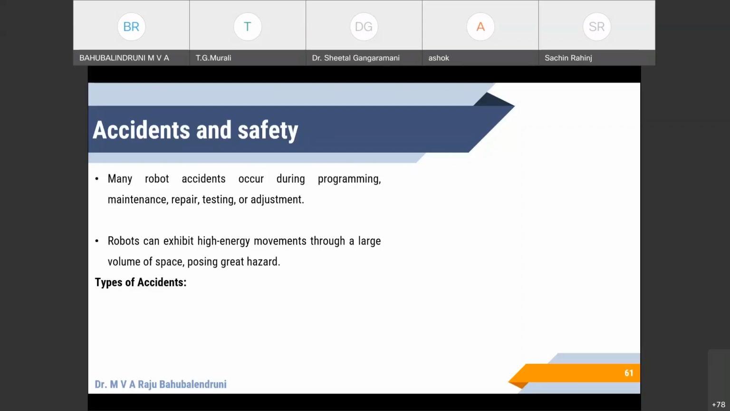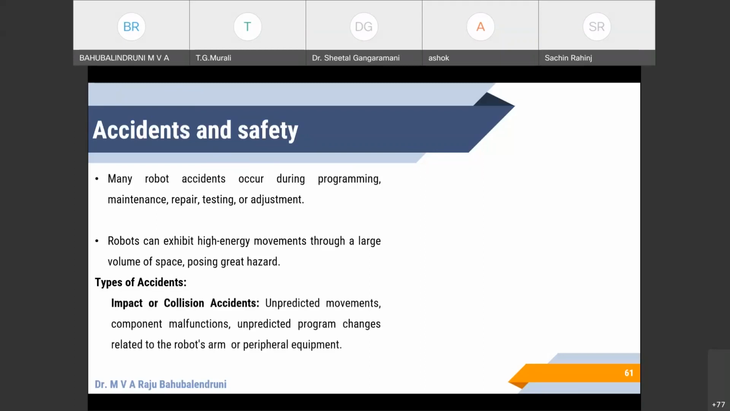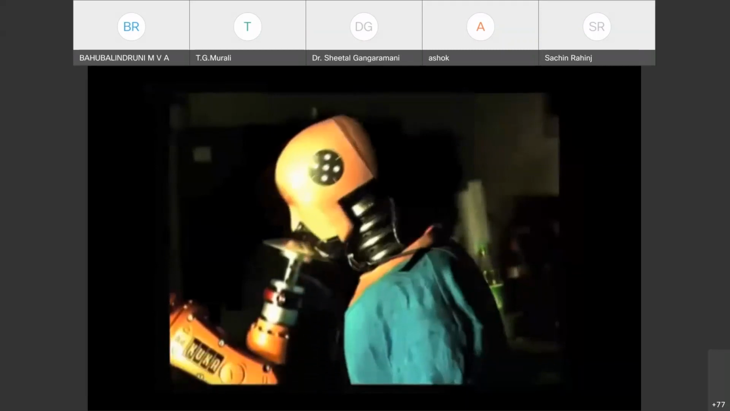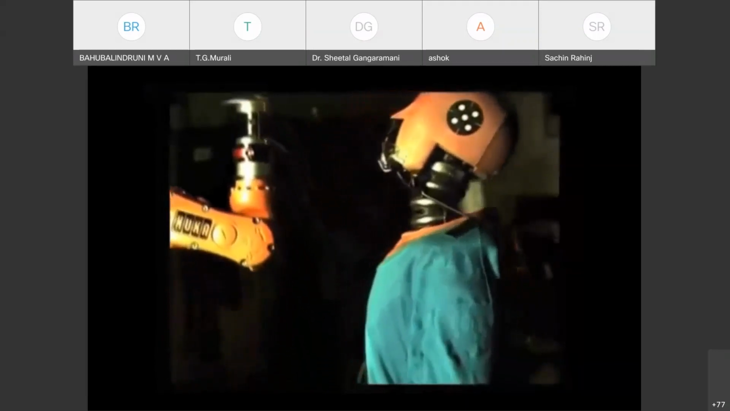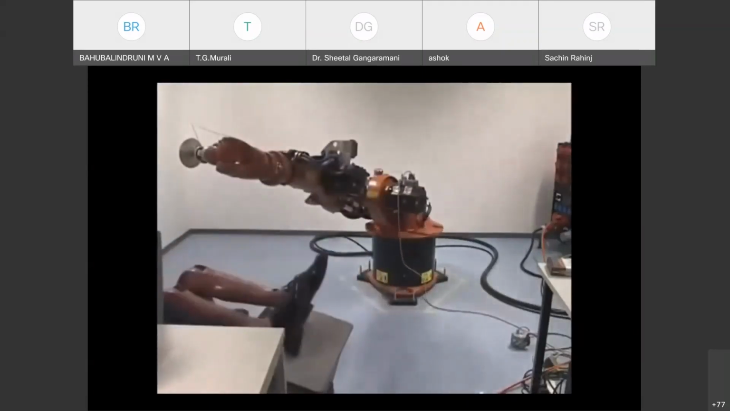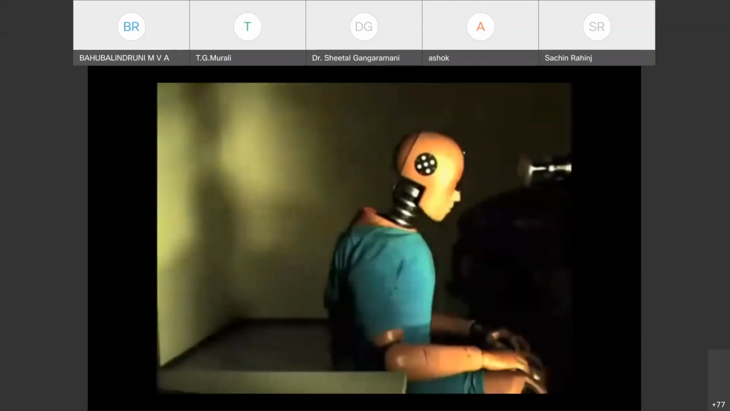Now in Industry 3.0, the robots are working within the fencing, and in Industry 4.0, we are moving towards fenceless cooperative robots which can work in collaboration with humans. Typically the type of accidents can be an impact or a collision. So this is a test of the effect of the impact or collision if the robot hits a human within its environment.